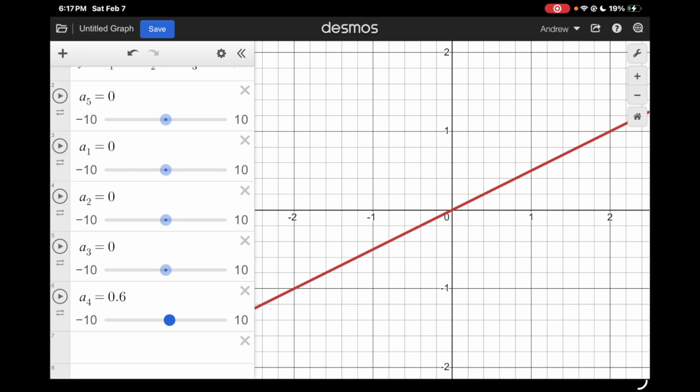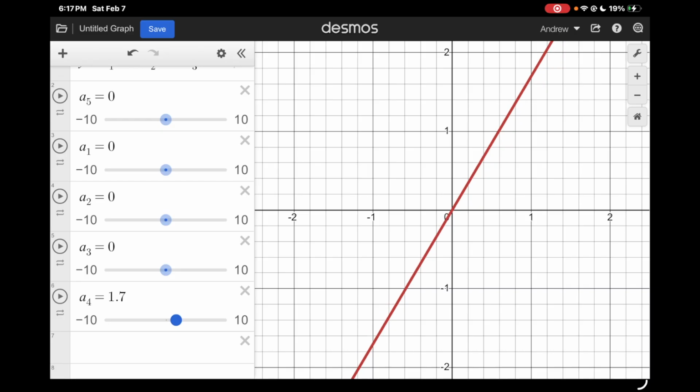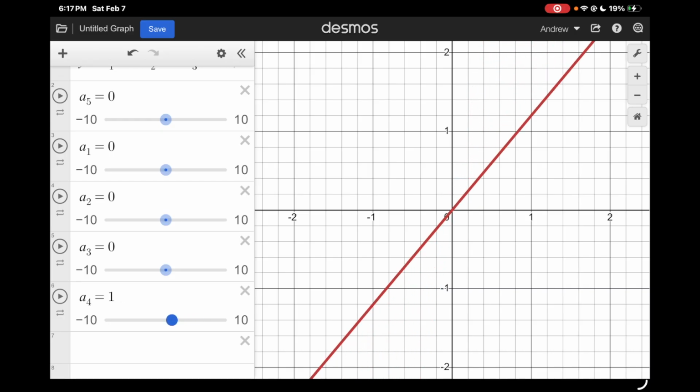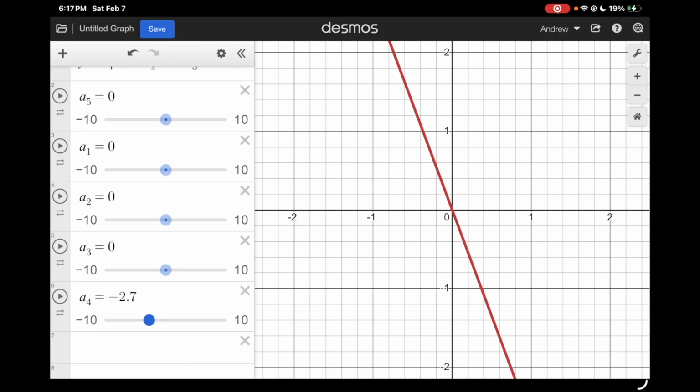And A4 is our linear component. These are positive slopes, these are negative slopes. Polynomials, especially this one, which will do 4th degree, are just combinations of these different powers and the interplay of their coefficients.